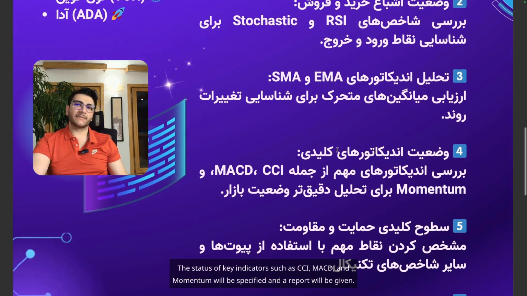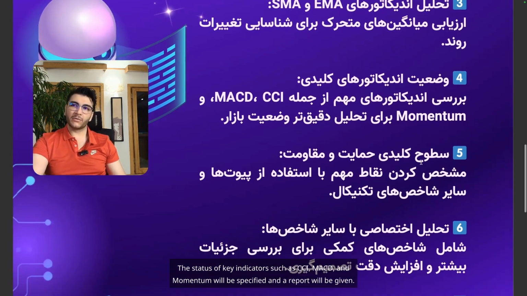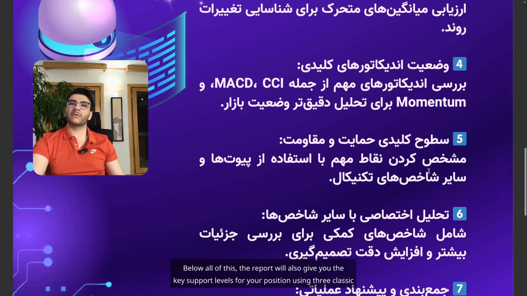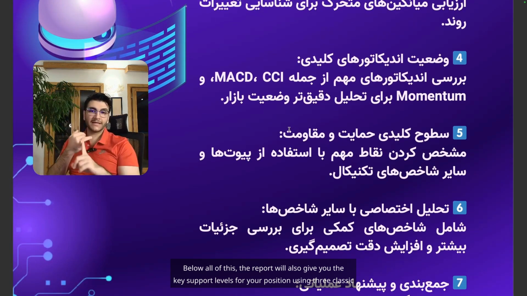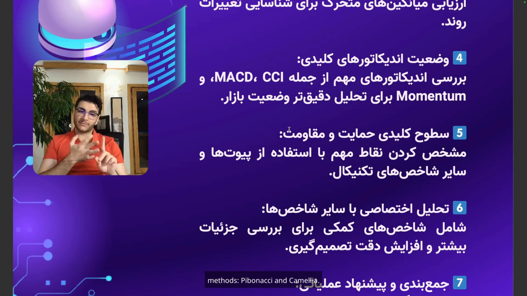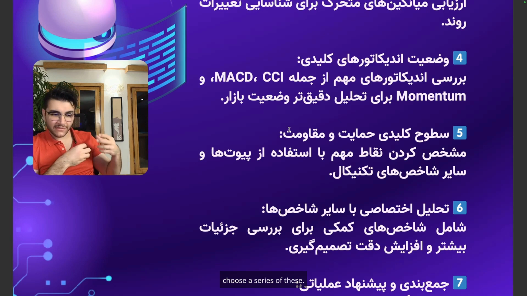The status of key indicators such as CCI, MACD, and momentum will be specified and a report will be given. Below all of this, the report will also give you the key support levels for your position using 3 classic methods: Fibonacci, and Camarilla. It will come up with these, and each time, based on the analysis that OpenAI itself does for us, it will choose a series of these.